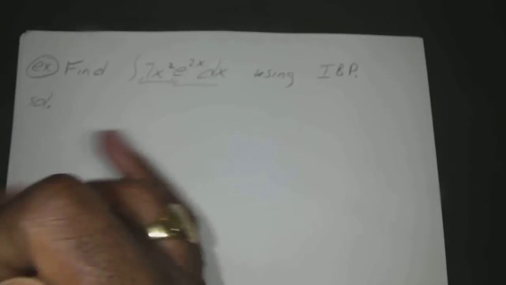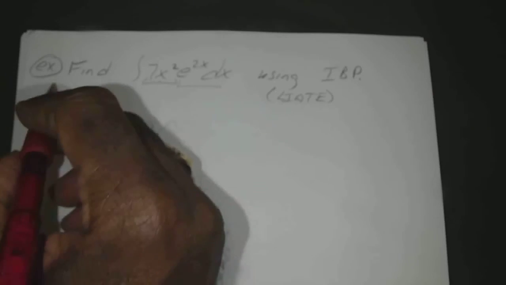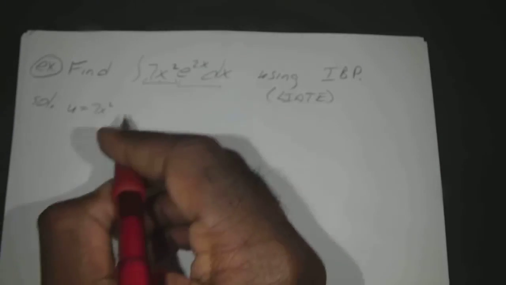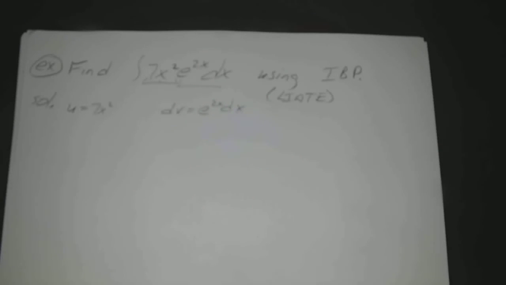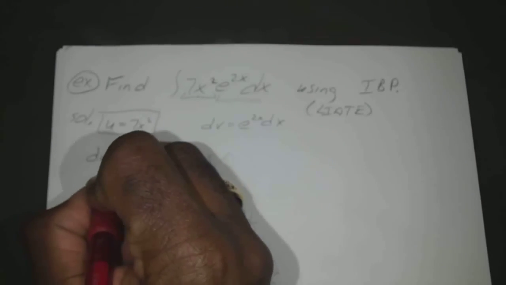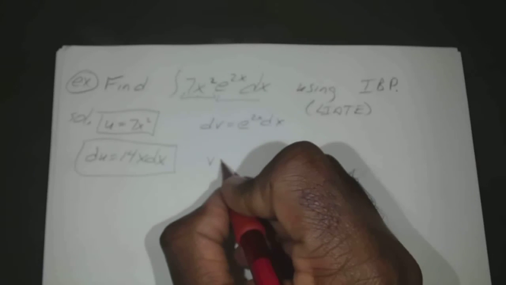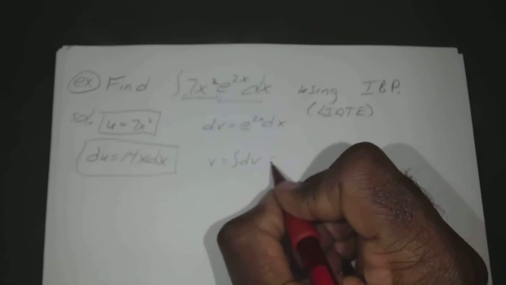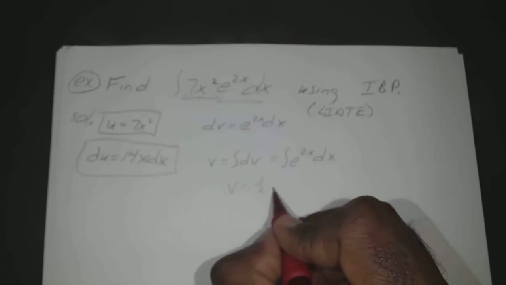So for this one, using our acronym, you have your u equals 7x squared, and dv equals e to the 2x dx. So that means your du equals 14x dx, and your v, which is the integral of your dv, equals the integral of e to the 2x dx. That means your v is equal to 1 half e to the 2x.